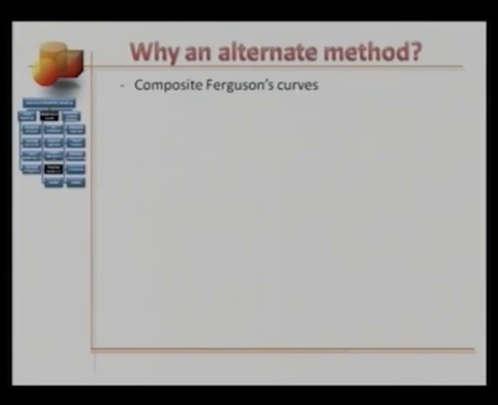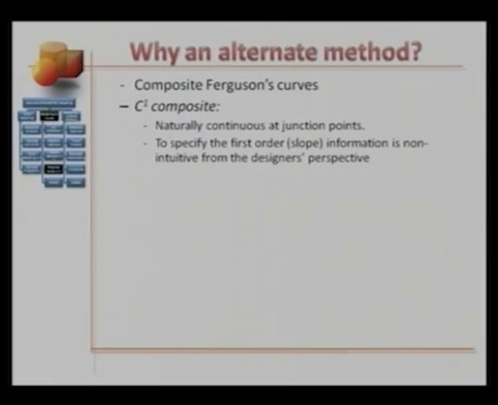Let's look at some composite curve models that we had discussed previously. First, composite Ferguson curves. For C1 composite Ferguson curve, the model is naturally continuous at junction points. However, to specify the first order or slope information is not very intuitive from the designer's perspective. And this is true especially in the three-dimensional case. To specify individual components, the x, y, and z components of slope, is not very straightforward for a designer.